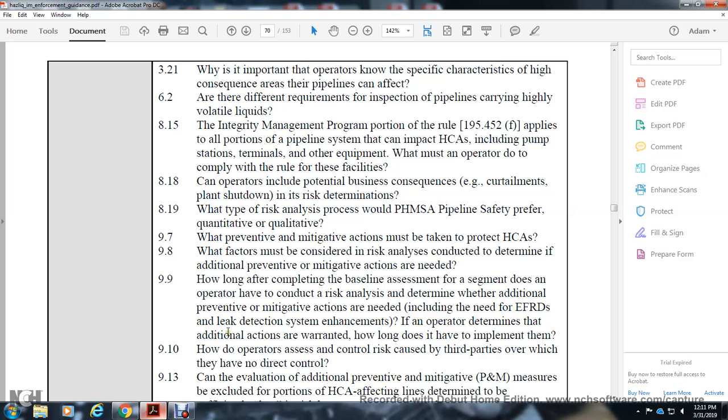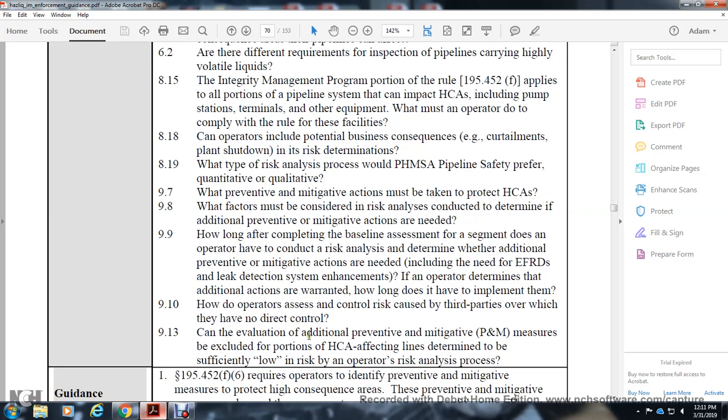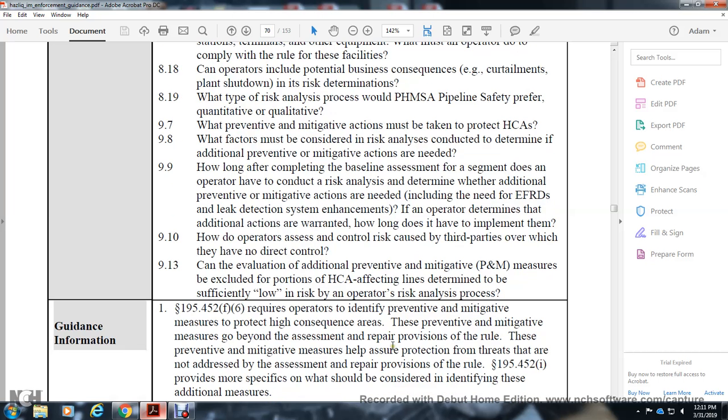If the operator determines the additional action is warranted, knowledge of the impact, then 9.10: How is the operator to control the risk of third-party damage? 9.13: Can the evaluation of additional preventive and mitigative measures be excluded for the portion of the high consequence area affecting lines determined to have sufficiently low risk by the operator's risk analysis process?